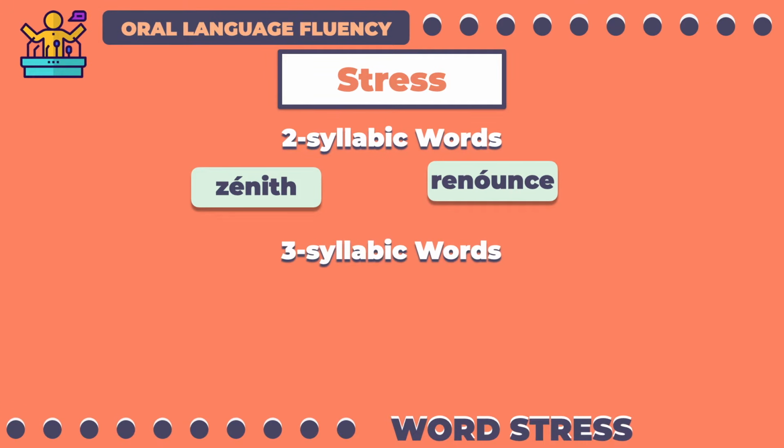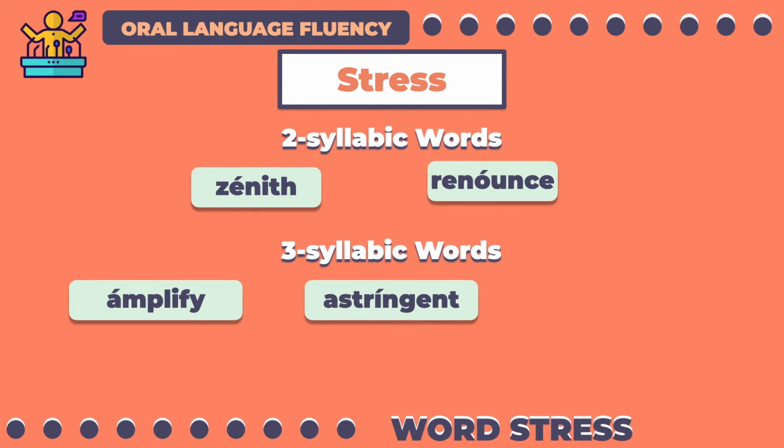Three-syllabic words. Amplify. The first syllable is am, second syllable is pli, and third syllable is fi, amplify. The stress is in the first syllable. Amplify, not amplify, nor amplify. Second word, astringent. The first syllable is as, second syllable is trin, and third syllable is gent. Here, the stress is in the second syllable, astringent. Third word, guarantee. First syllable is ga, second ren, and third is ti. The word has its stress on the third and last syllable, guarantee.